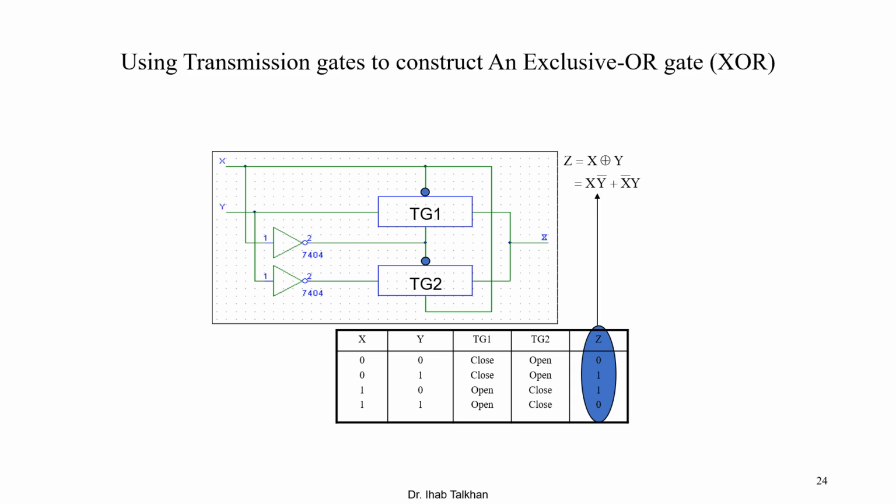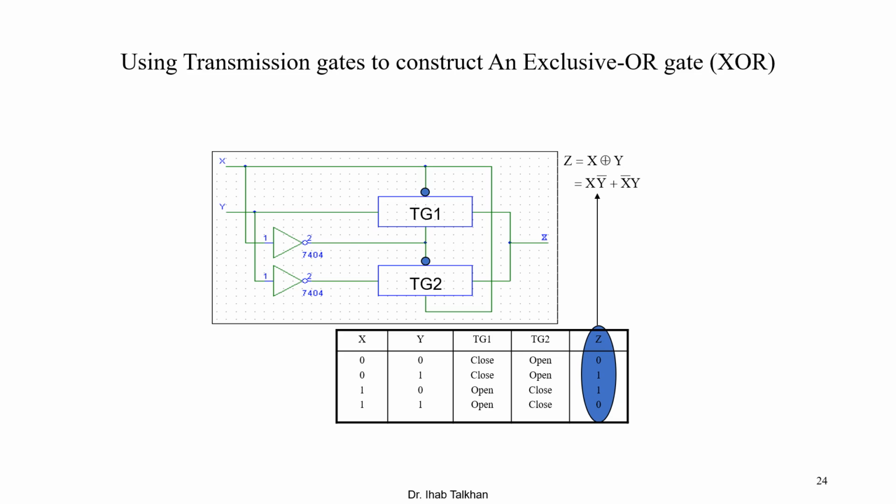Whenever X equals 0, I have to make sure that TG1 is closed and TG2 is open. To do that, I have used the inverter. As you can see in the diagram, X equal to 0 means that the control of TG1 is 1, so TG1 is a short circuit and TG2 is an open circuit. So when X equals 0, TG1 is closed and TG2 is open, which means Z equals Y, and this satisfies the upper part of your truth table.